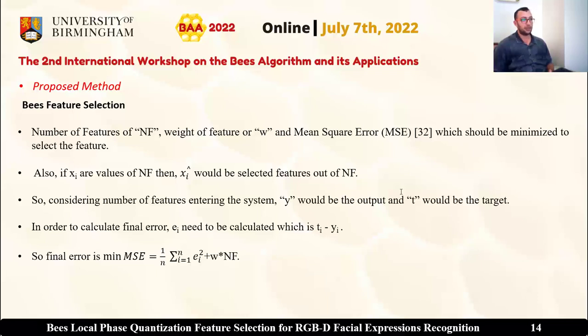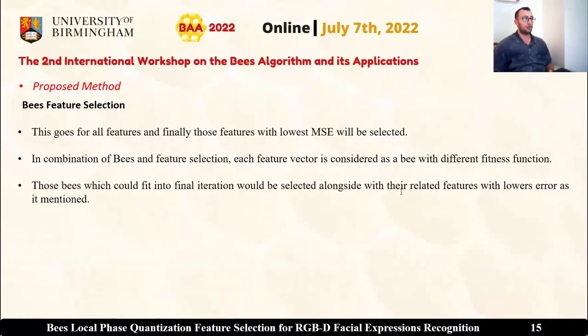In order to calculate the error, Ei needs to be calculated, which is Ti minus Yi. So the final error is MSE plus the weight of the feature multiplied by the number of features. This goes for all features, and finally those features with the lowest MSE will be selected. In combination, as features are selected, each feature vector is considered as a bee with a different fitness function. Those bees which could fit into the final iteration will be selected alongside the related feature with the lowest error, as mentioned.